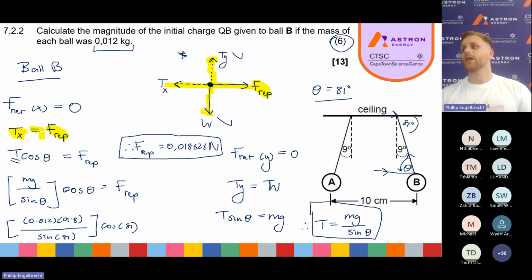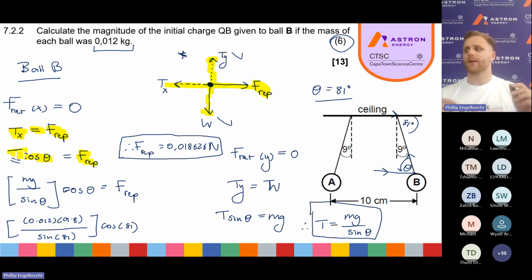All right? You could have used theta as your angle, then it would have become tan of theta. But I just like this method a bit better. Anyways, so now I know that tension in the X direction is T times cos of theta, all right? And that is equal to my repulsion force.